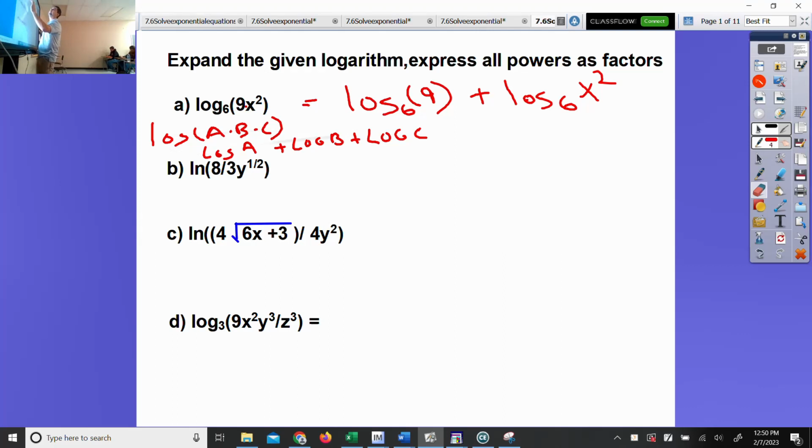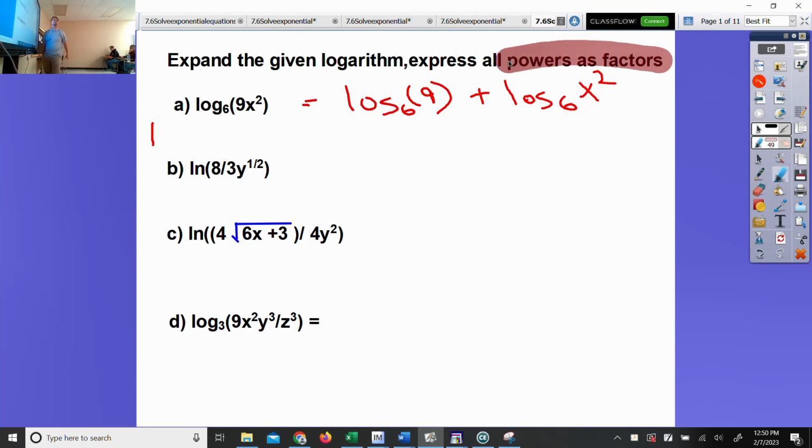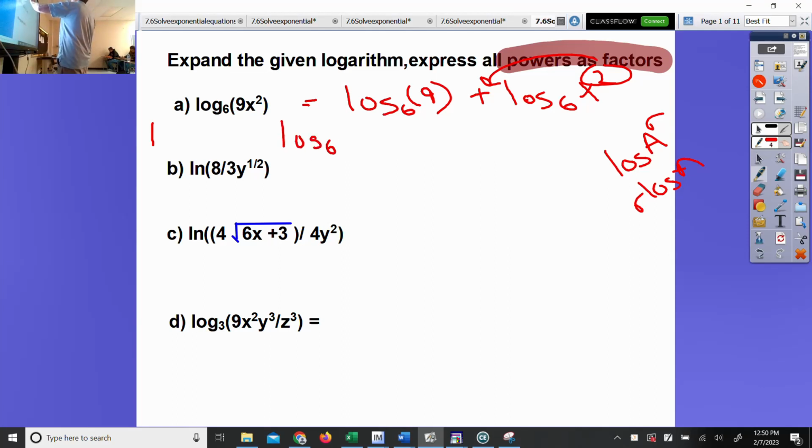That's how logarithms work. Well, this one's not done. It says express powers as factors. I know that seems funny, but you've got a property. The property on that is log a to the r, where does the r go? It goes in front. You see a power, put it right there in front. Log base 6 of 9 plus 2 log base 6 of x.